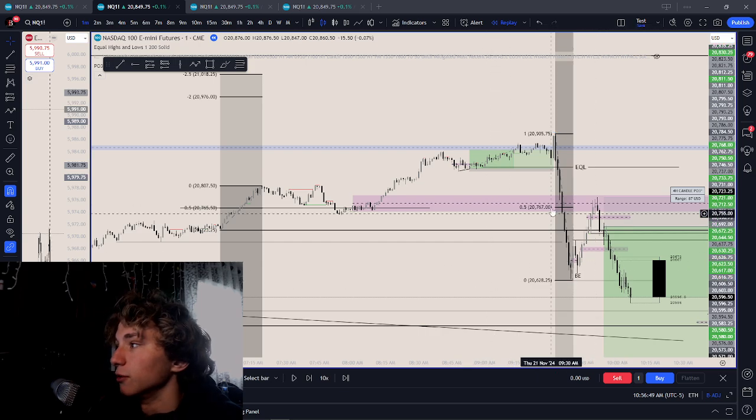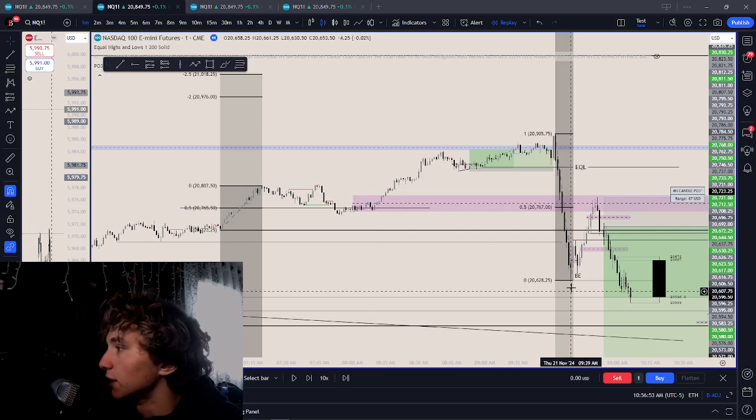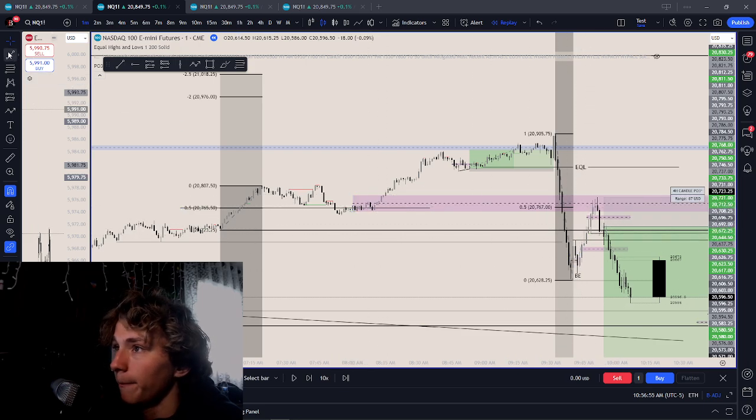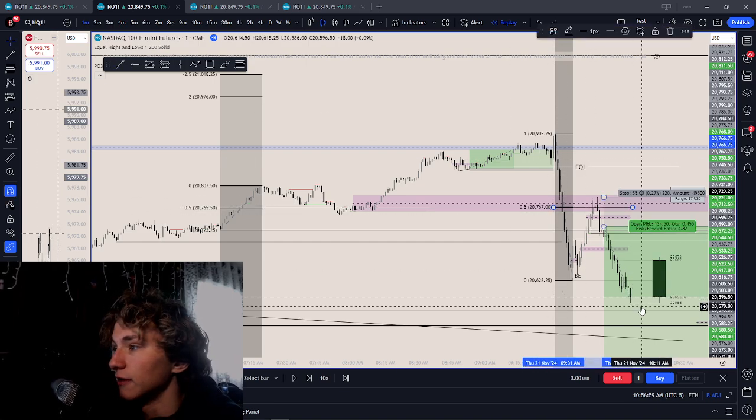What did price do? You see equilibrium? It also lines up with this breaker block. Price retraced back to equilibrium and continued going even lower.